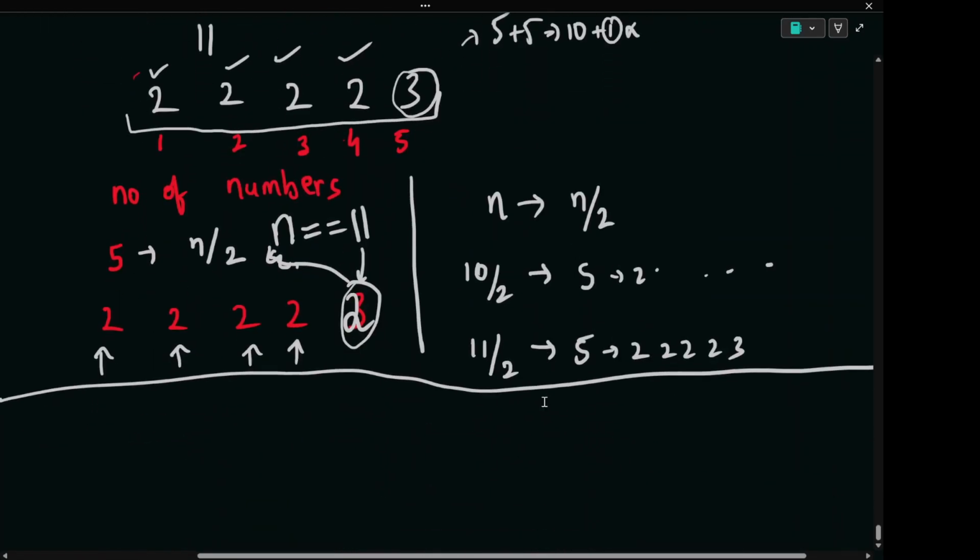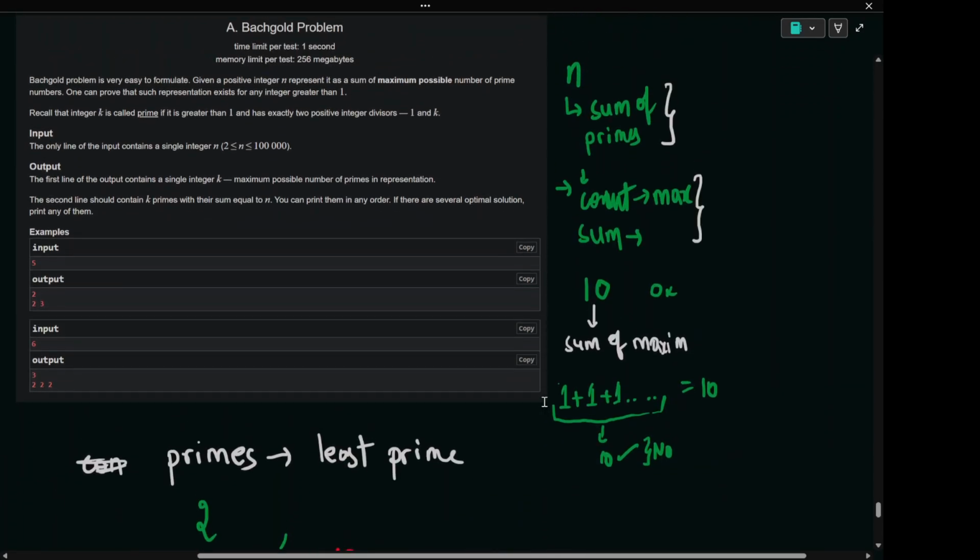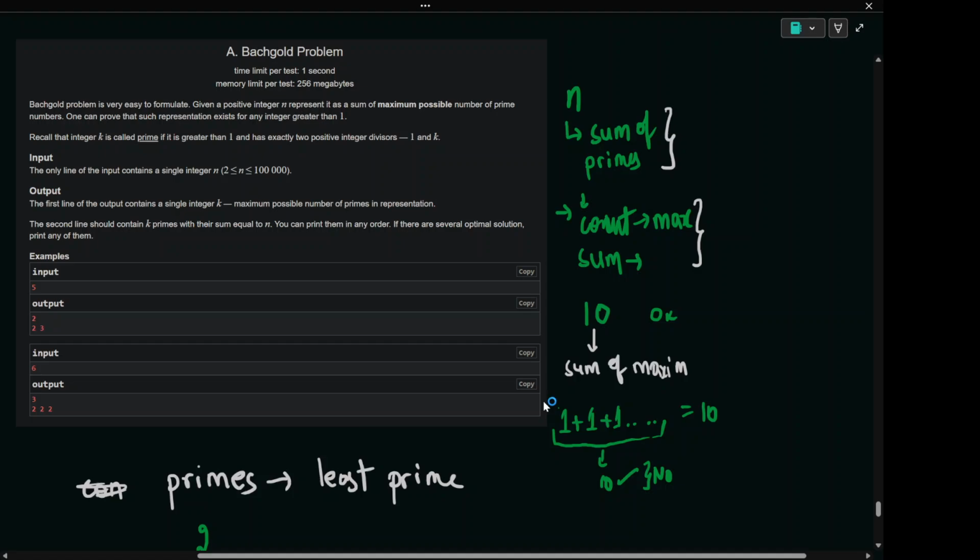Sir, in this we have to use the smallest prime numbers itself. Yes, smallest prime numbers. So how did I come to the conclusion that we have to use the smallest prime numbers? Because the maximum possible number of primes should be in the representation, right? So when will the number of numbers be maximum? When they are least, right?